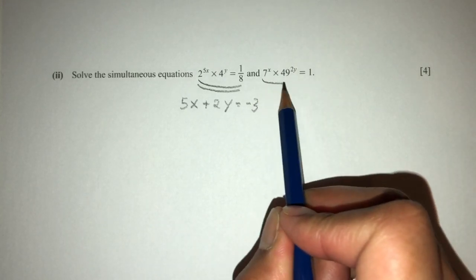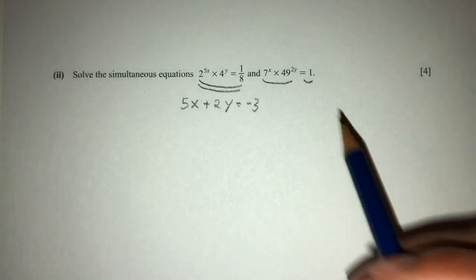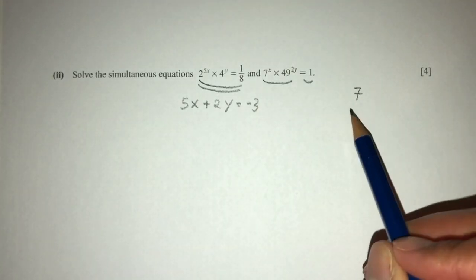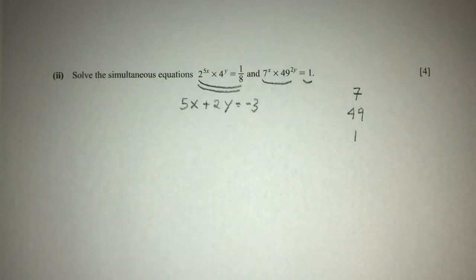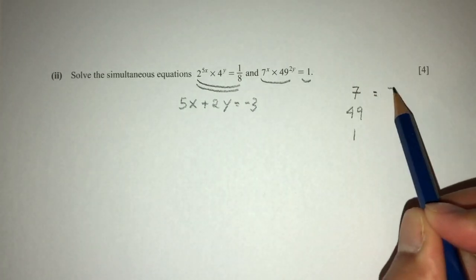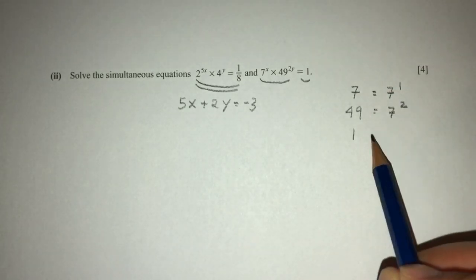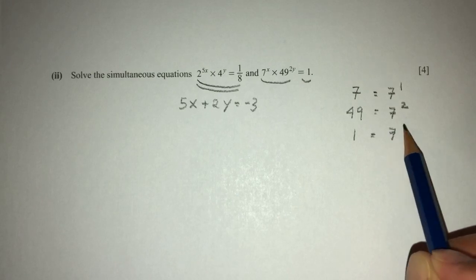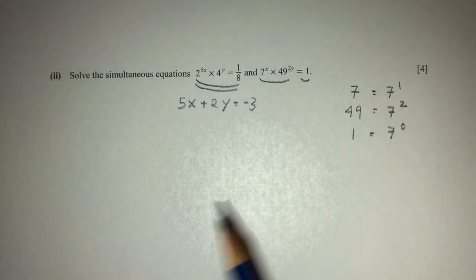Now how about this one? Let's do some observation again. So we have the base 7, we have the base 49, and here we have 1. So how can we connect them to each other? Again, by observation or by practice, over time you will realize that this is 7 power 1, this is 7 power 2, and this is anything power 0 is 1. So we can replace those values by these in the equation.